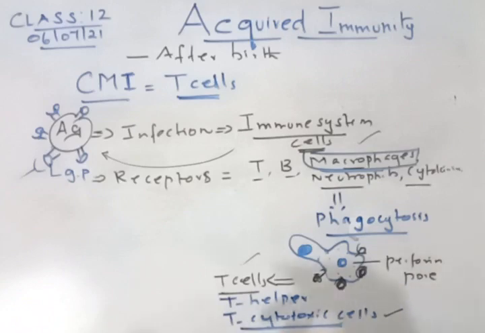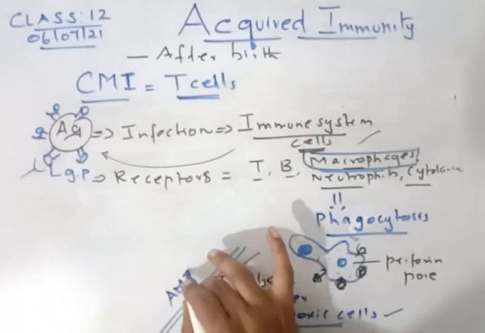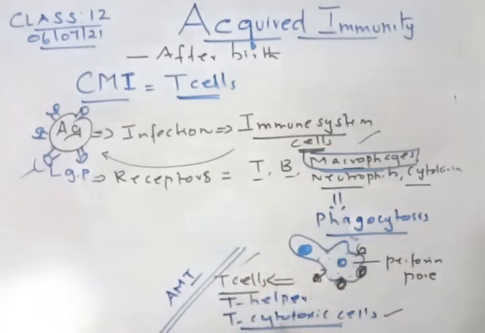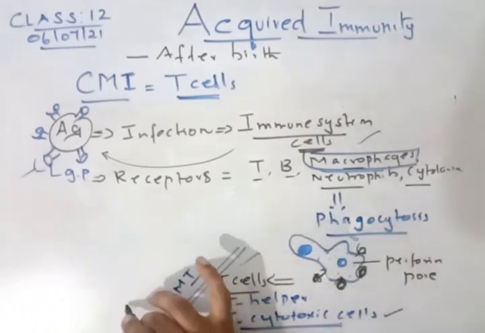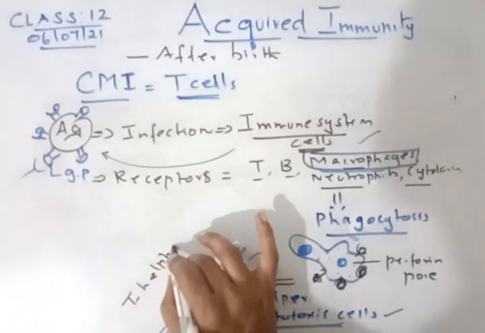Is that clear? Right. The second one is AMI. Up to this we have studied CMI. Now we are going for antibody mediated immunity. Clear? Right. So in antibody mediated immunity, two cells get activated by the macrophages: the T helper cell and the T cytotoxic cells. Now this activated T helper cell.